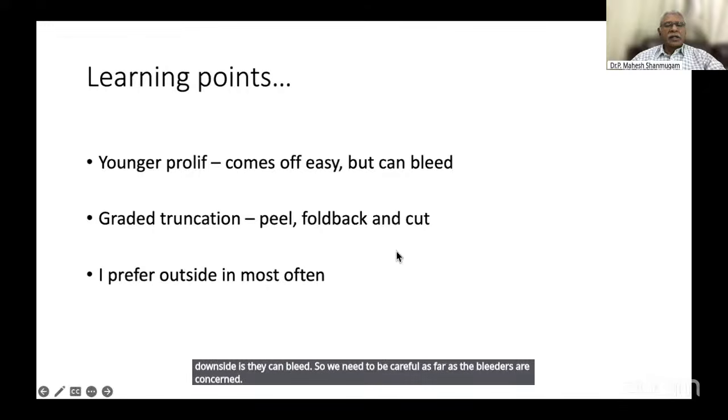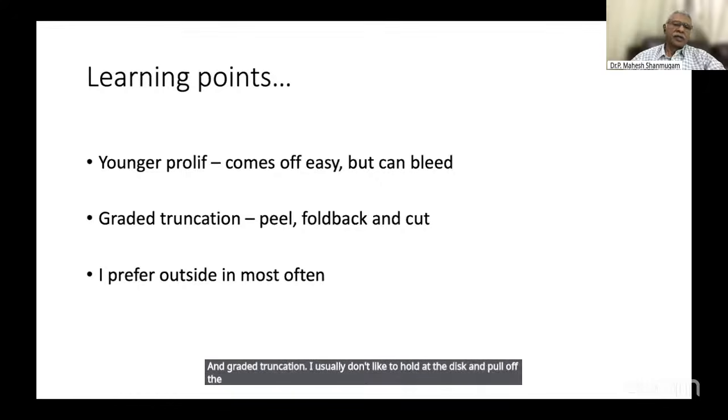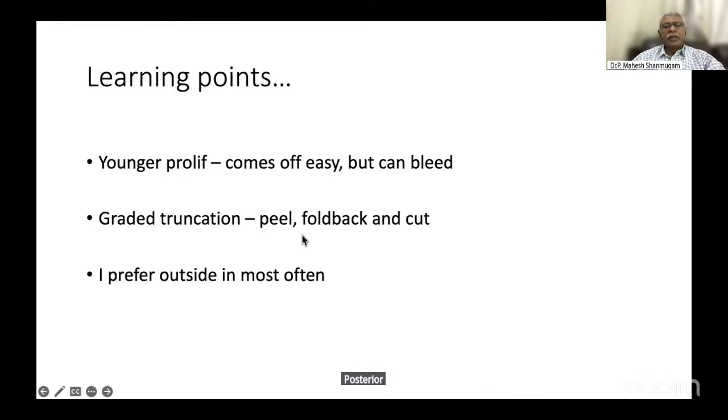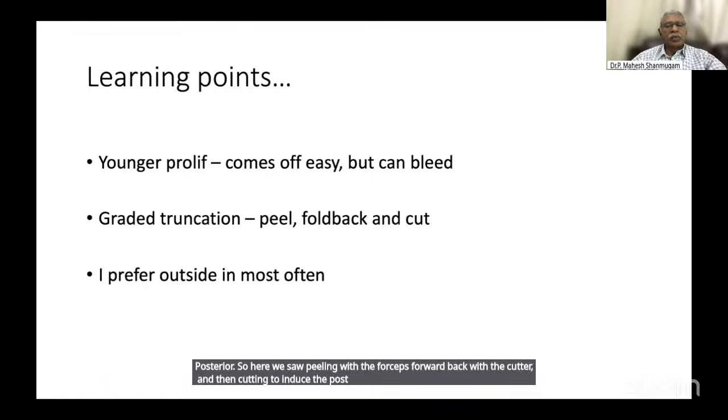And graded truncation. I usually don't like to hold at the disc and pull off the fibrous tissue proliferation and cut. So go 360 degrees, a truncation of the cone. So a foldback technique: gently induce the PVD 360 degrees and then work towards the posterior fold. So here we saw peeling with the forceps, foldback with the cutter, and then cutting to induce the posterior detachment and then work posteriorly. As I mentioned, I prefer outside in most often.